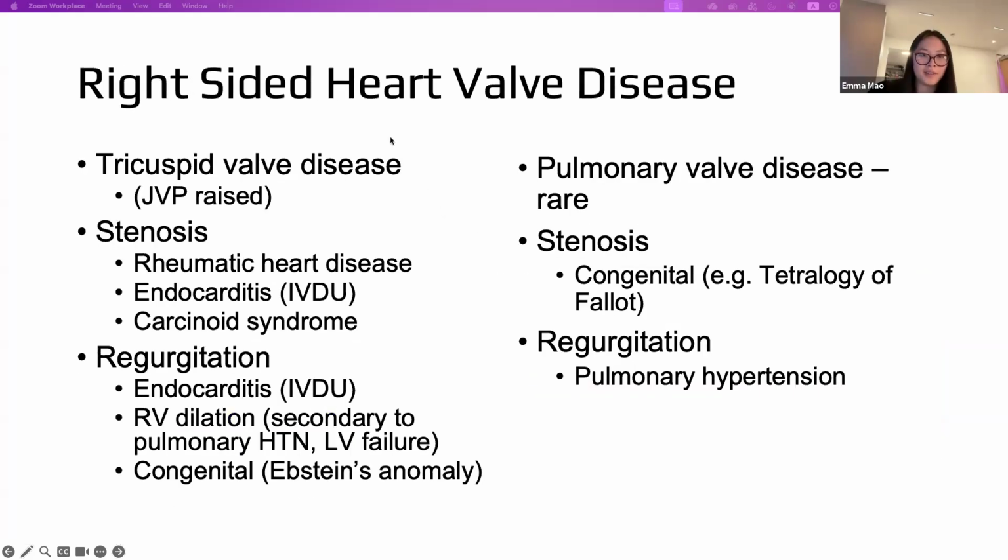Okay, so right-sided heart valve disease. So for tricuspid valve disease, the JVP is raised. We see in tricuspid stenosis, it's from rheumatic heart disease, endocarditis, and then also carcinoid syndrome. Tricuspid regurgitation, endocarditis, right ventricular dilation, and then congenital, so Ebstein's anomaly. Yeah. And then pulmonary valve disease is rare. Stenosis is often congenital, like tetralogy of Fallot, and then regurgitation, pulmonary hypertension. But these ones are rarer to come up.